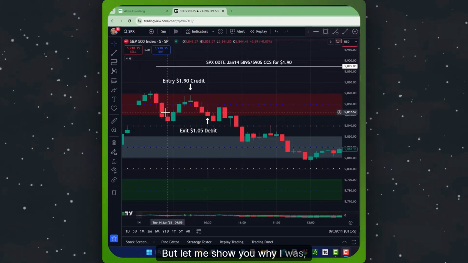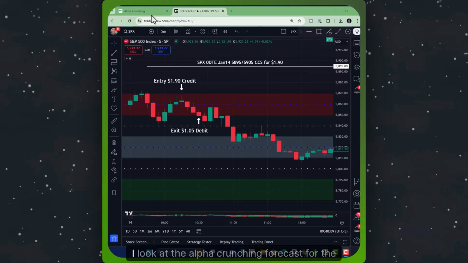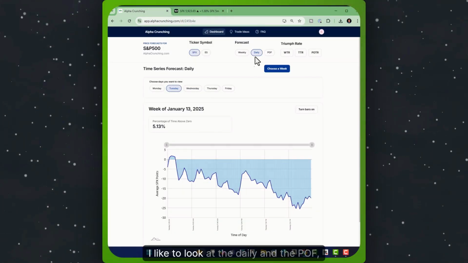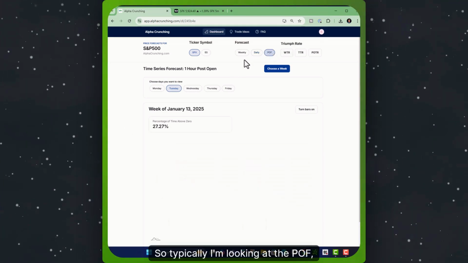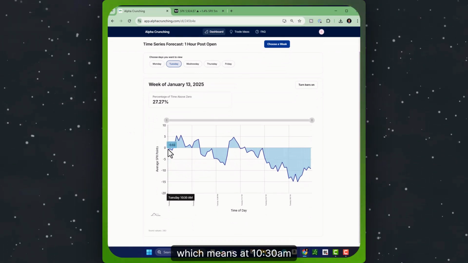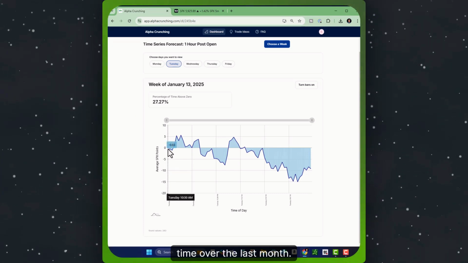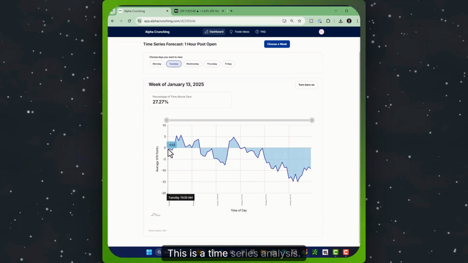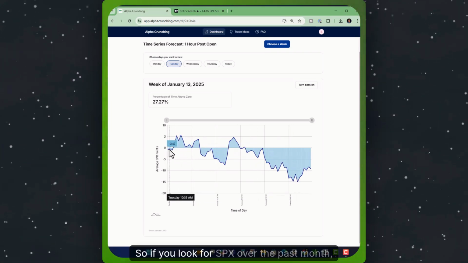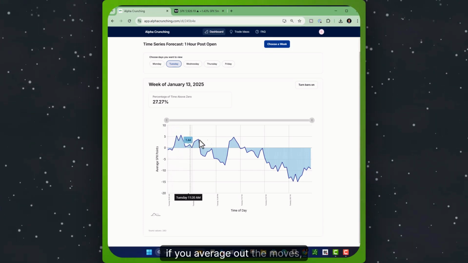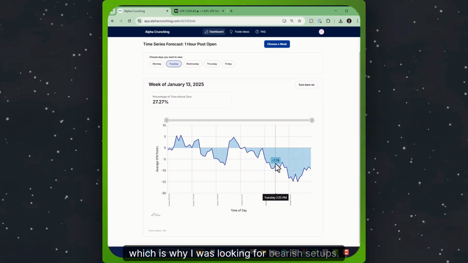But let me show you why, before the open even occurred, I was looking for a bearish setup. Before the market, I look at the Alpha Crunching forecast for the day. I like to look at the daily and the POF, which starts basically at 10:30. So typically I'm looking at the POF, which means at 10:30 a.m., about an hour after the open Eastern time. Over the last month, the general pattern, this is a time series analysis, tends to be a slight bearish one. So if you look at SPX over the past month and average out the moves, we tend to get a slight bearish lean, which is why I was looking for bearish setups.